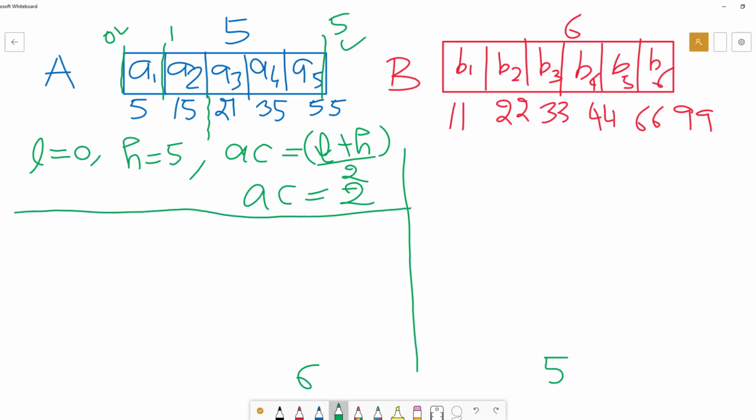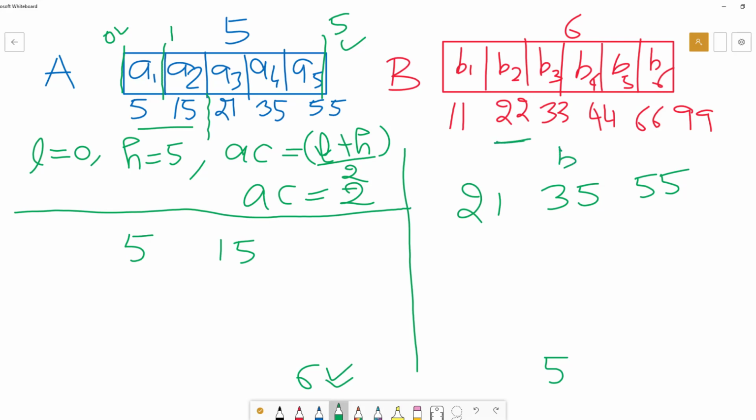Now if that is the case, that means we are taking element 5 from here and 15 from here. 2 elements of A are taken on the left side, and the remaining 3 elements will go to the right side: 21, 35 and 55. So this is the partition of A that has happened. Now, based on this number 6 that we want to achieve in the first partition, we can figure out how many elements of B are required.